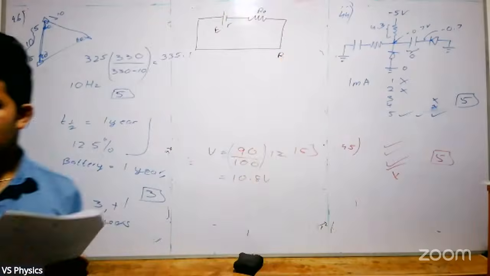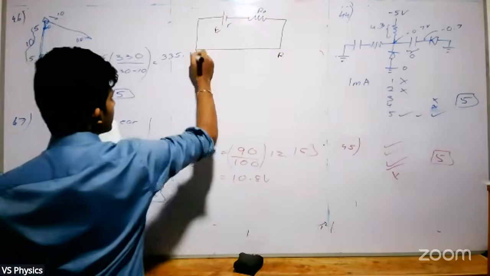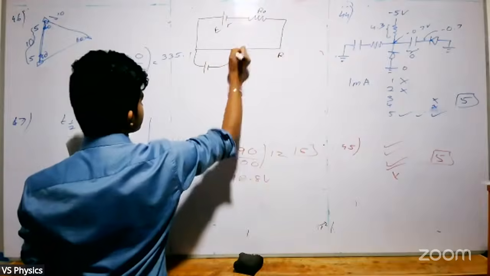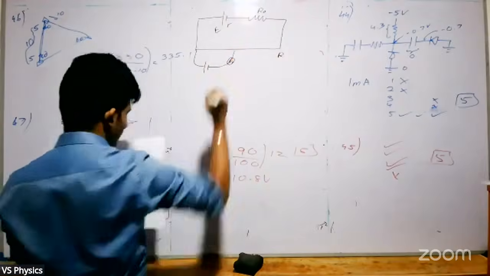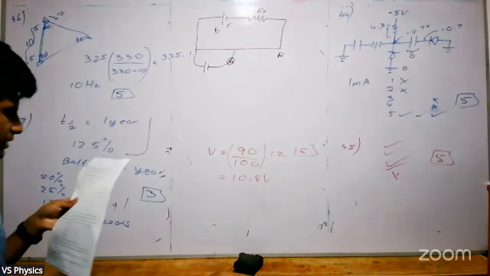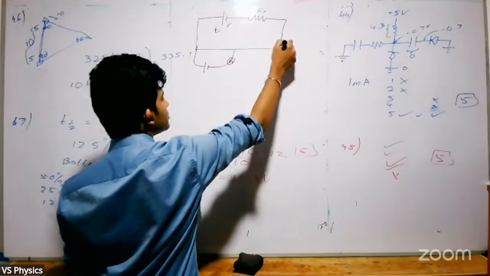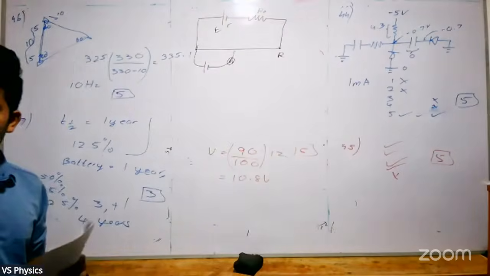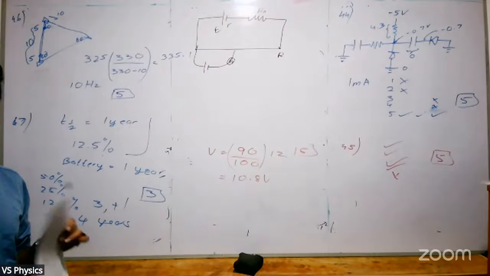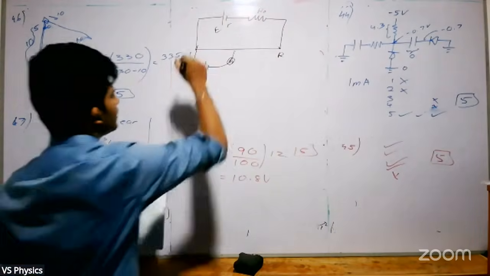This is the potentiometer circuit. The galvanometer has found the balance point. First of all, what is the potential between these 2 points? We can use the potential divider concept and find the potential.